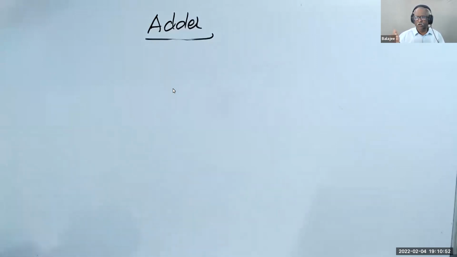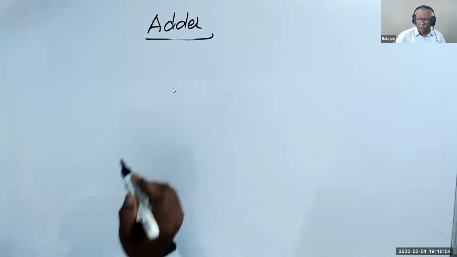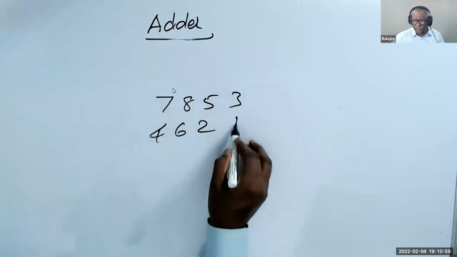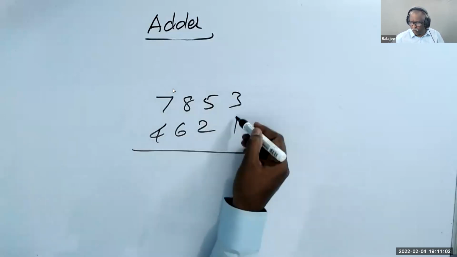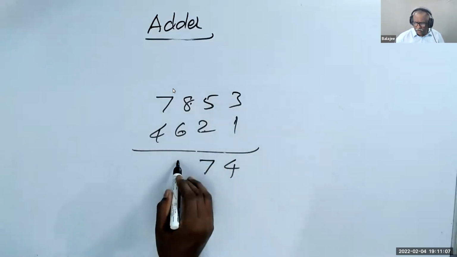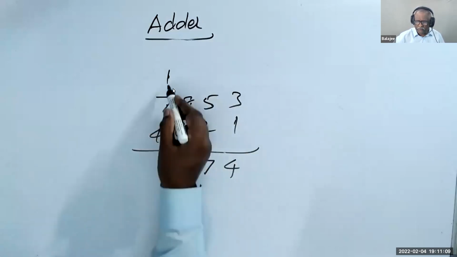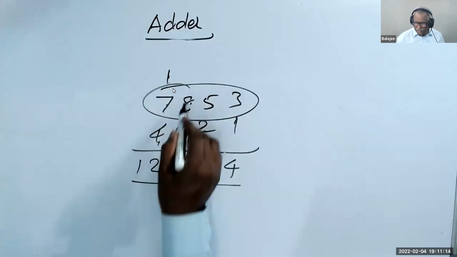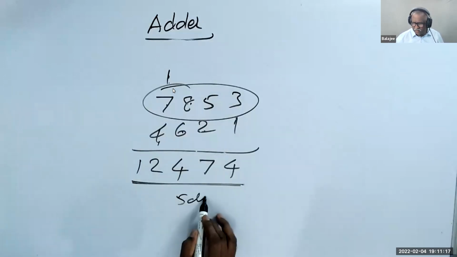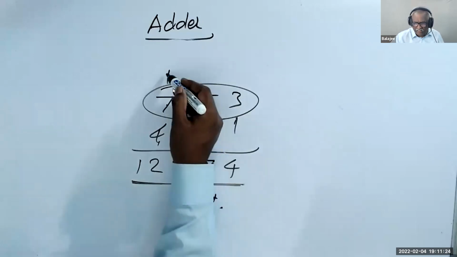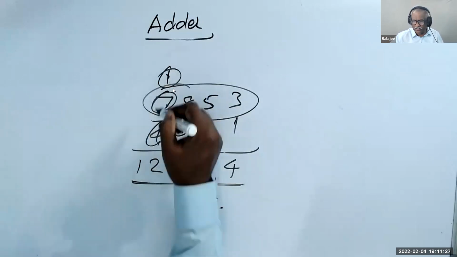Now, what is an adder? How do we add? We have 7, 8, 5, 3 and 4, 6, 2, 1. We try to add. 3 plus 1, 4. 5 plus 2, 7. 6 plus 8, 14. Put 1. That's 8 plus 4, 12. We are taking 4 digits, and the result is coming as 5 digits. The result can be 5 digits or 4 digits. That's fine. And we don't add 3 digits.